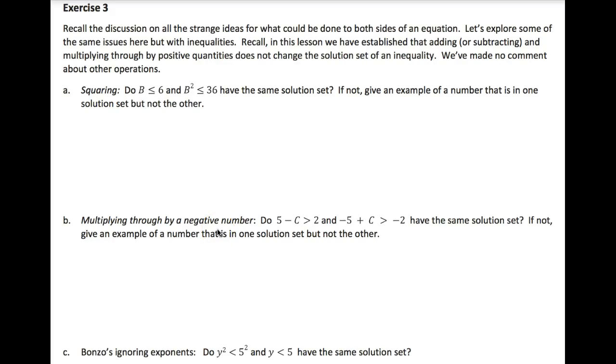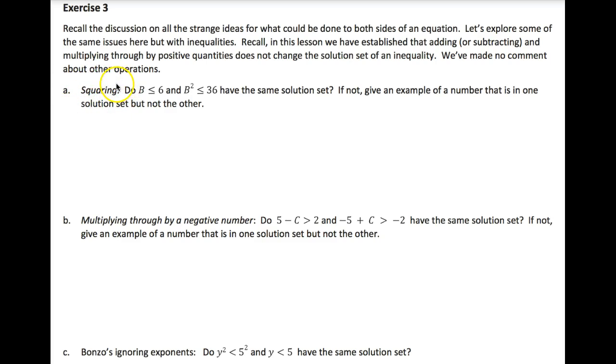Module 1, Lesson 14, Exercise 3. Now we're going to look at some strange things that we can do to both sides of an equation. But remember, we're looking at inequalities, so we need to find out what we can safely do and what is going to give us the bad news.